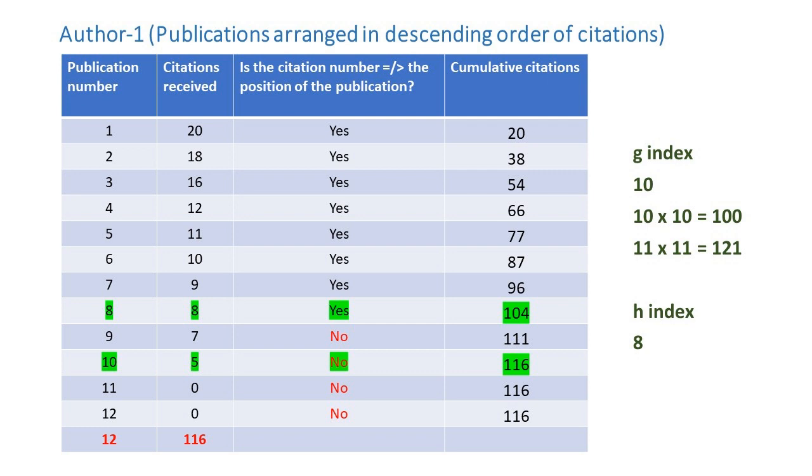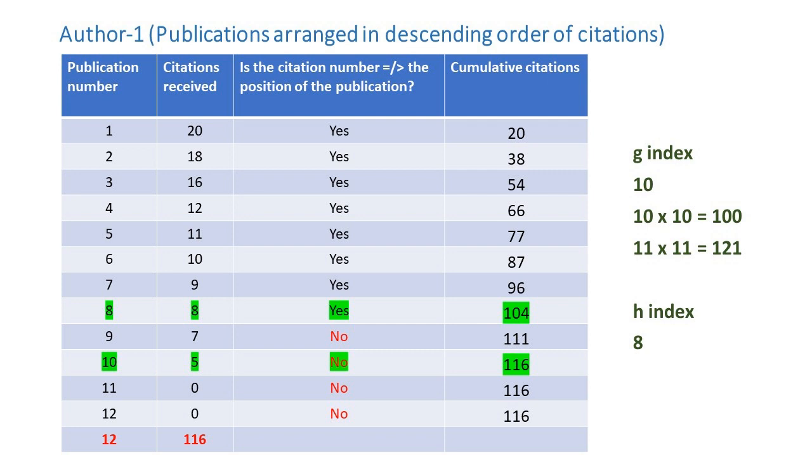Again, another author. I have called him author 1, right? He is not the same author. He is a different one. Now, publication number, again, the same thing has been done. The publications have been arranged in a descending manner based on the number of citations received. So, the paper that has received the maximum number of citations has been placed at position number 1, and the one that has received 0 citations or least citations has been placed at row number 12.